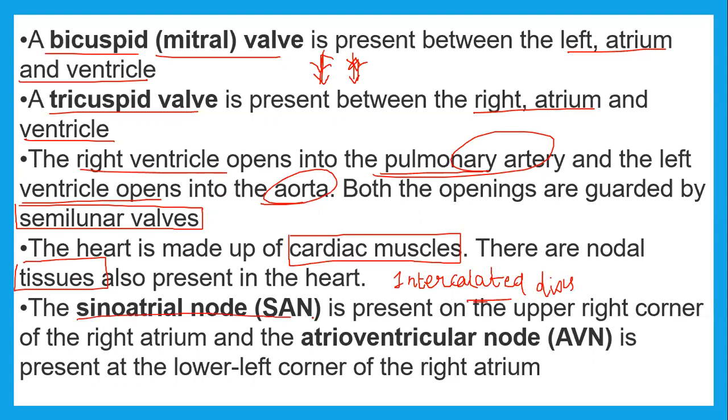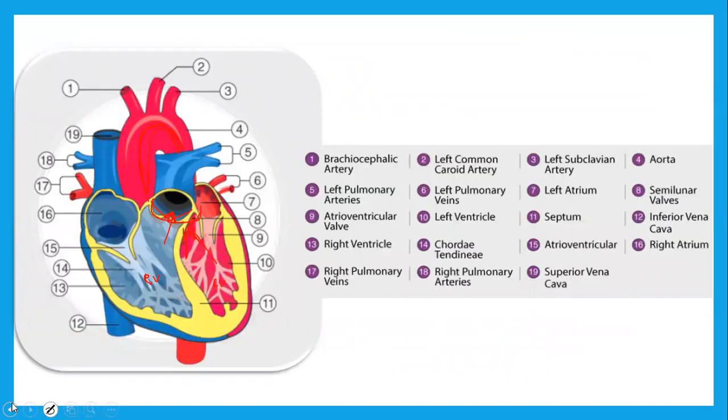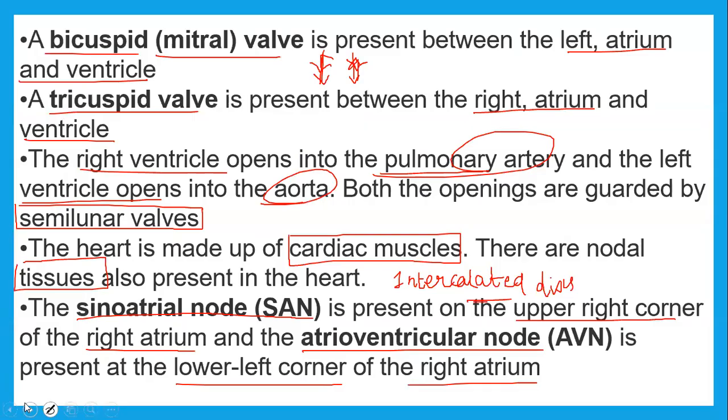The sinoatrial node, SAN, is present in the upper right corner of the right atrium, and the atrioventricular node is present at the lower left corner of the right atrium. I don't know whether it is shown in the diagram or not. No, it's not shown. So the sinoatrial node is present on the top right corner of the right atrium, and the AV node is present in the lower left corner of the right atrium. Each term is very important.